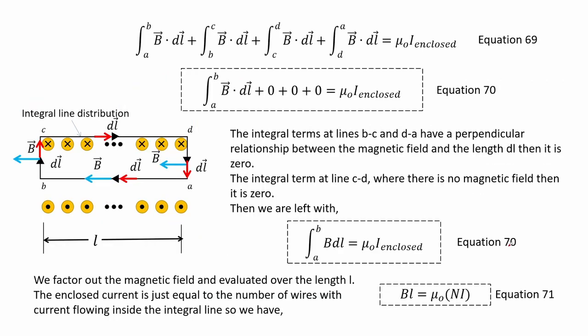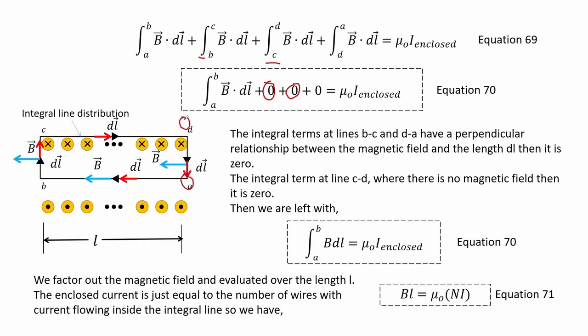The integral terms at lines BC and DA have a perpendicular relationship between the magnetic field and the length dl, so they are 0 due to the cosine of 90 degrees. The integral term at line CD is 0, since the magnetic field is only present inside the core due to its nature of being infinitely long. Then we are left with a term for the segment AB, so we have equation 70.